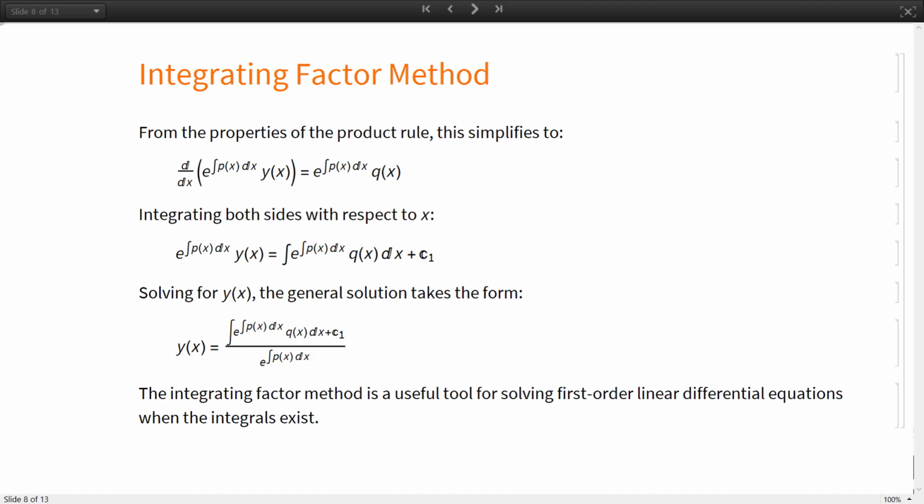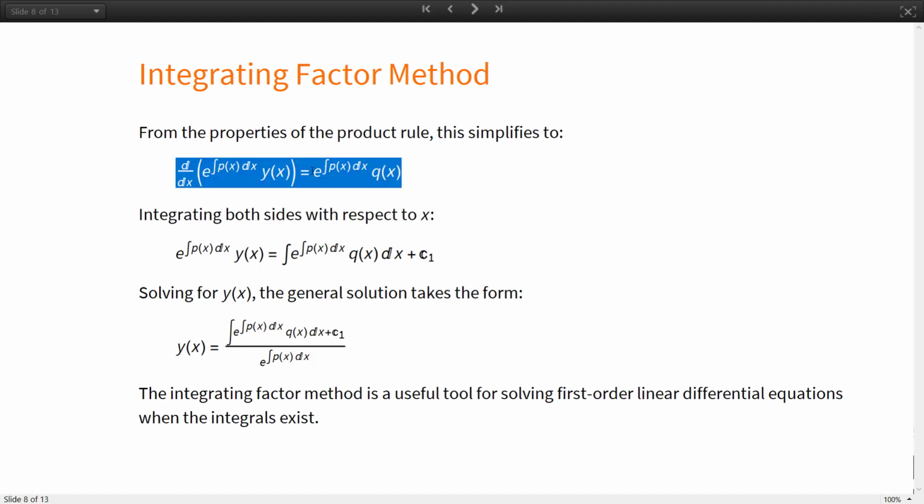The left-hand side of the differential equation was previously shown to equal the derivative of mu of x times y of x. Using e to the integral of p of x for mu of x, we can rewrite the differential equation in this form. This and the last equation on the previous slide can be shown to be the same using the product rule from calculus.